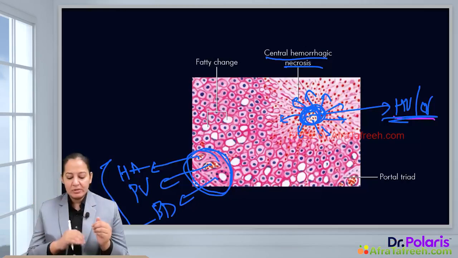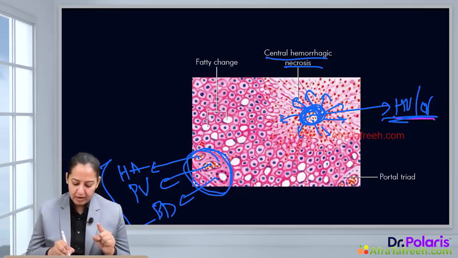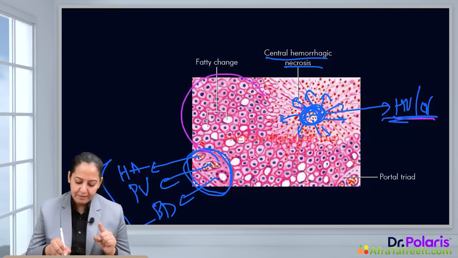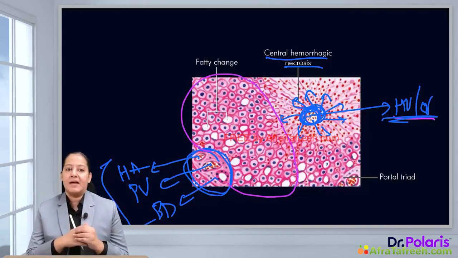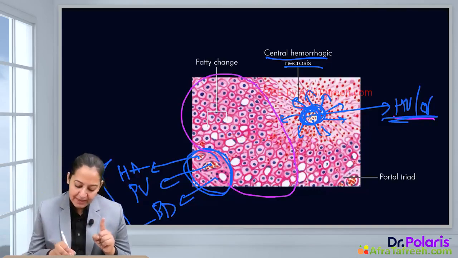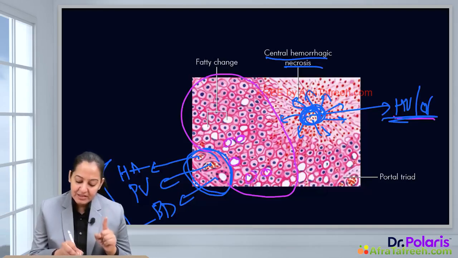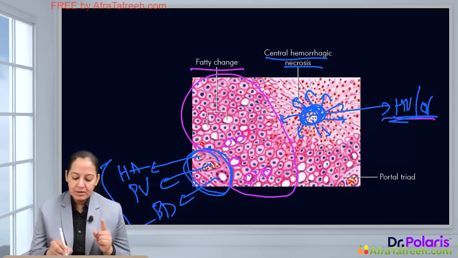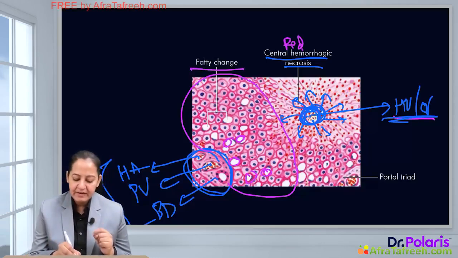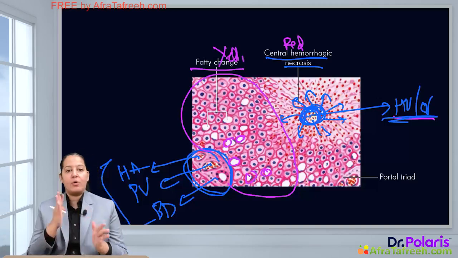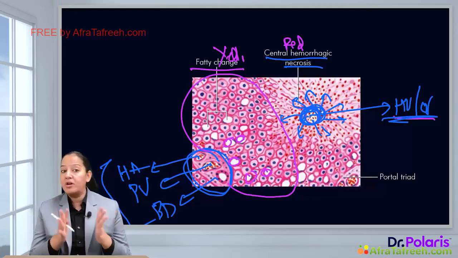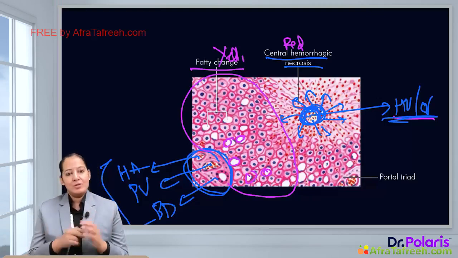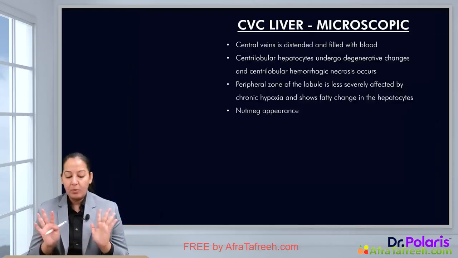And the hepatocytes which are near the portal triad, can you appreciate all these hepatocytes? These are the peripheral hepatocytes. They undergo fatty change. Please appreciate the fat inside them. This fatty change is giving yellow color. So this is giving red color, this is giving yellow color, and that is red, yellow, red, yellow, red, yellow. That is giving the nutmeg appearance, the alternate red, yellow mottled appearance. You got my point. So what is CVC liver?